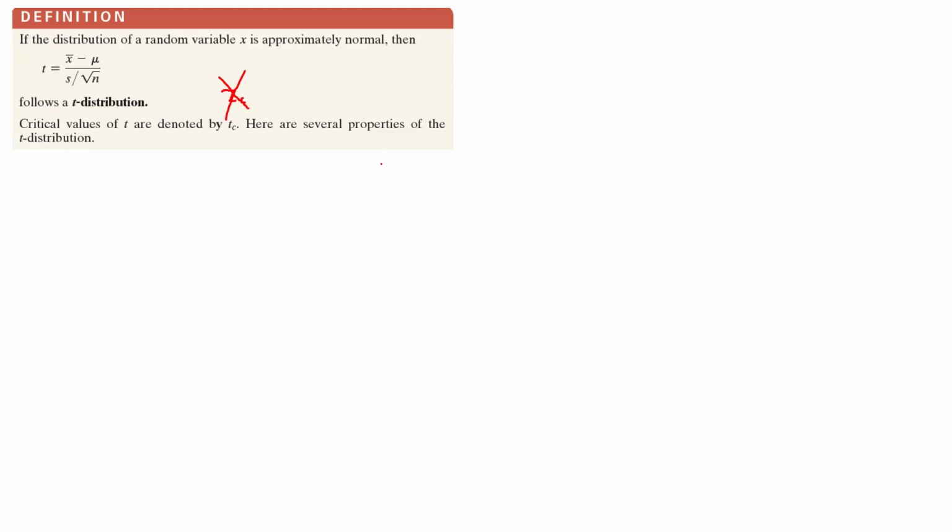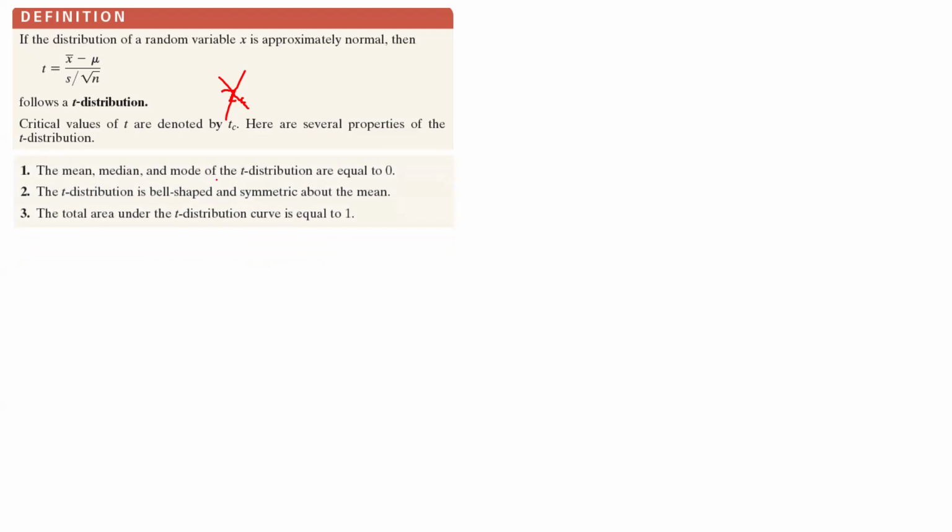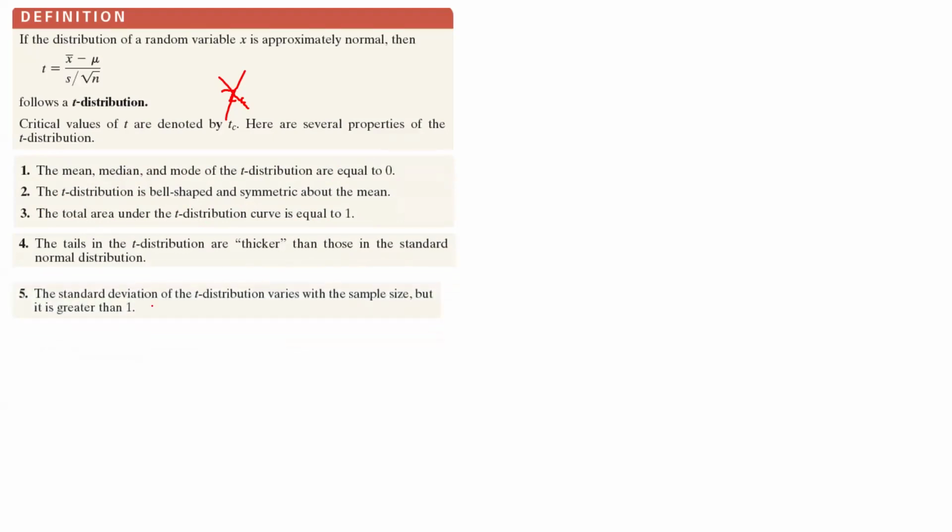There are important properties for t-distribution. The mean, median, and mode of t-distribution are equal to 0. The t-distribution is bell-shaped and symmetric with respect to the mean, and the total area under the t-distribution curve is equal to 1, or 100%. The tails in the t-distribution are thicker than those in the standard normal distribution. The standard deviation of the t-distribution changes with the sample size, but it is greater than 1.